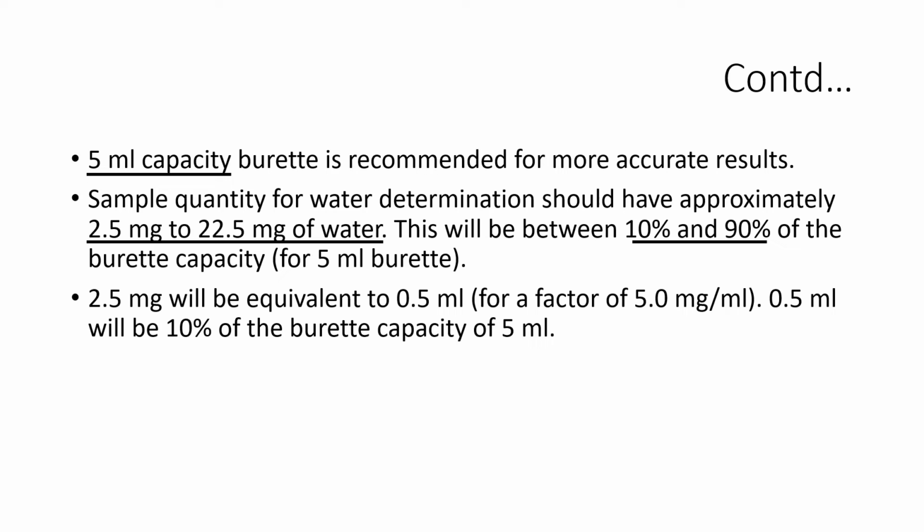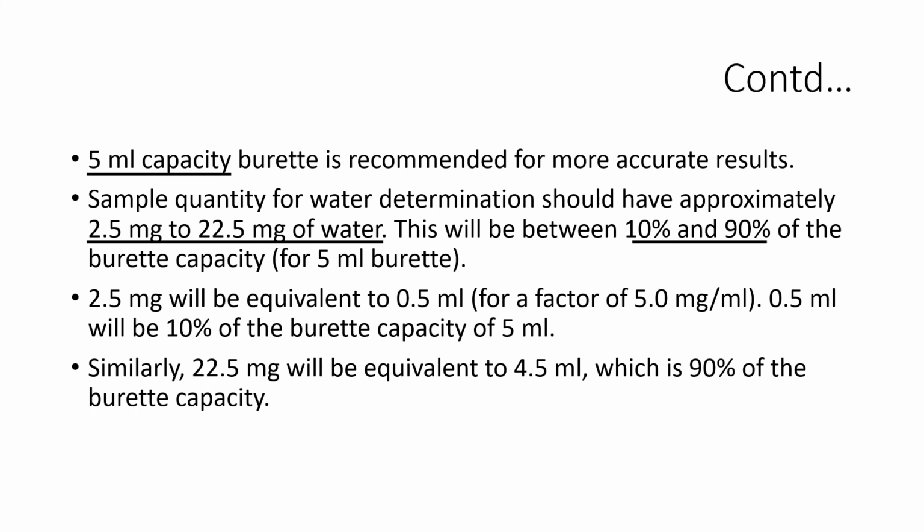Let us see how it is calculated. For a Karl Fischer with a factor of 5 mg per ml, 1 ml will be equivalent to 5 mg. So 0.5 ml will be equivalent to 2.5 mg. 0.5 ml is 10% of the burette capacity. It's a simple calculation. Similarly, 22.5 mg will be equivalent to 4.5 ml, which is 90% of the burette capacity.